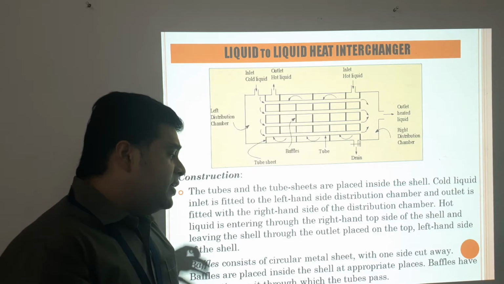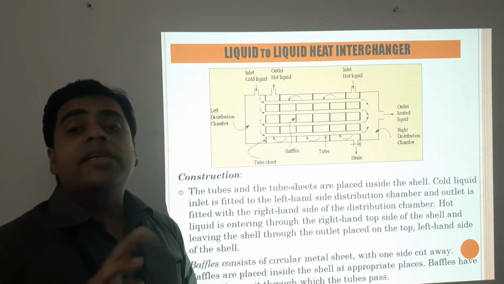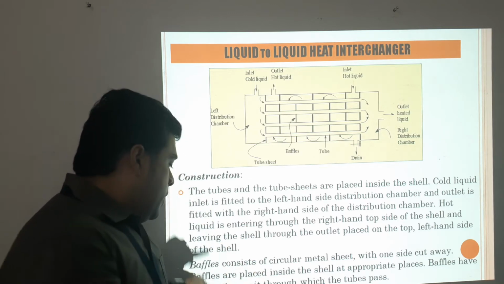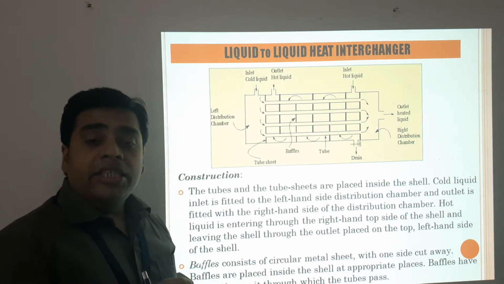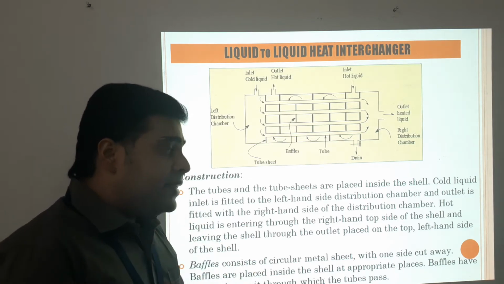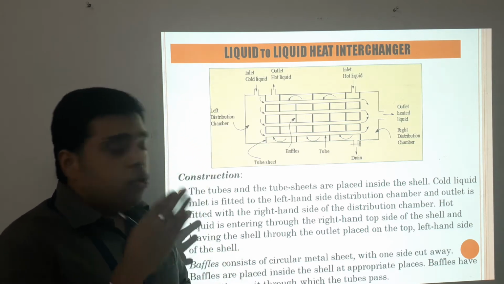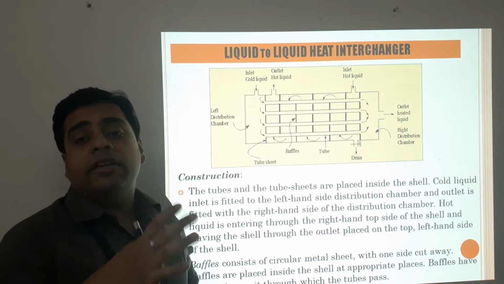Now baffles, they consist of circular metal sheets with one side cut away. Baffles are placed inside the shell at appropriate places and baffles have perforations on it through which the tubes are generally passing.